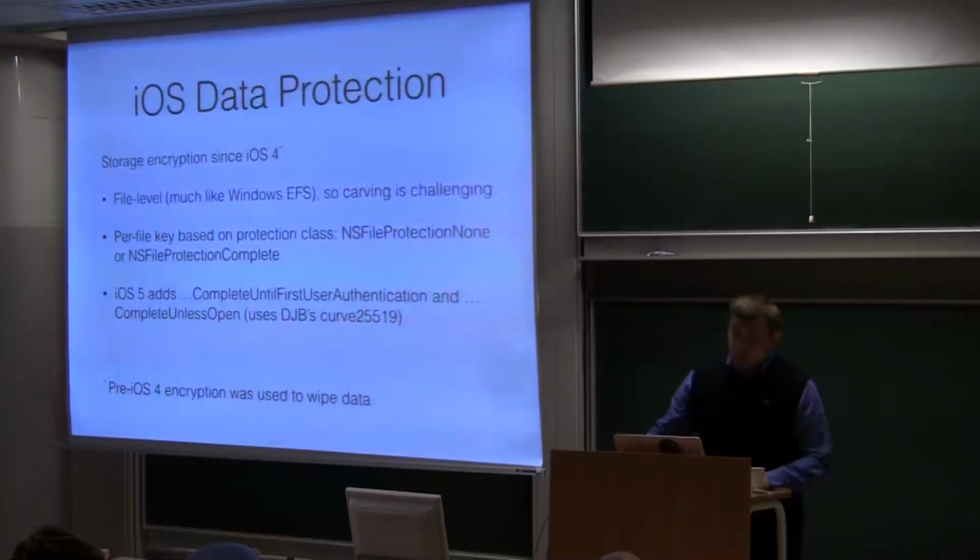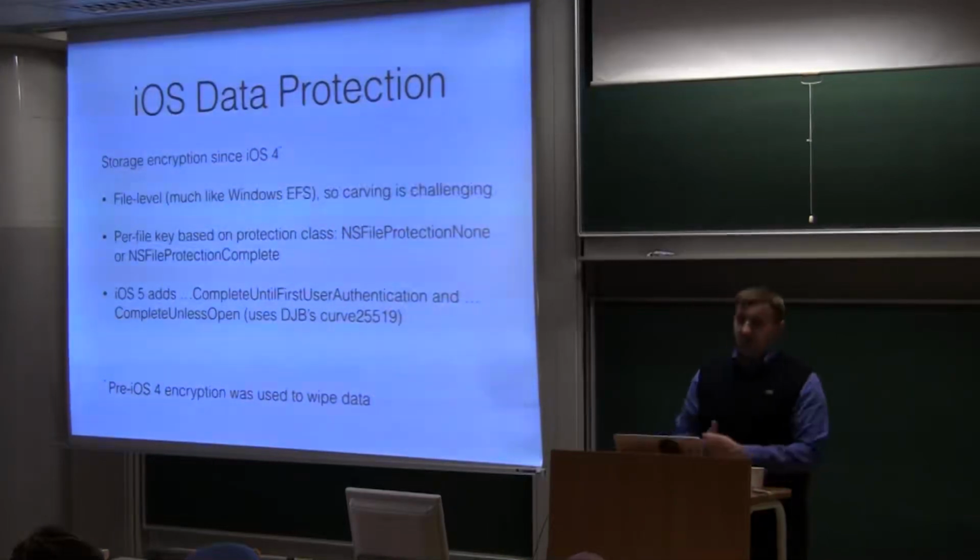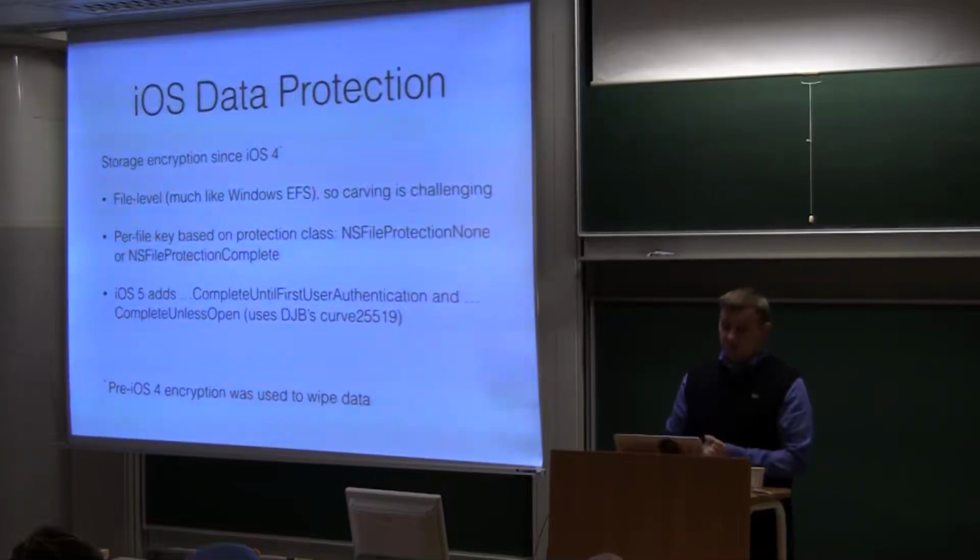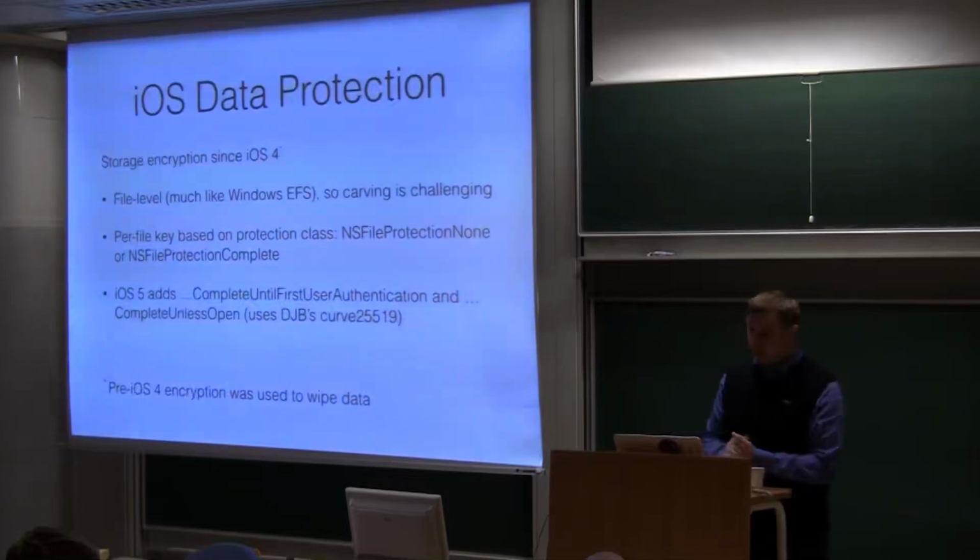Encryption is done very similar to keychain item encryption. Every file is encrypted with a random key, and that key is in turn encrypted with a protection key based on protection class. Protection class is the same as accessibility class for keychain items. With iOS 4, we had only two such classes: file protection none, which meant that the file is encrypted but can be accessed at all times, even if the device is locked, and file protection complete. And files protected with this one could be opened only when the device is unlocked.